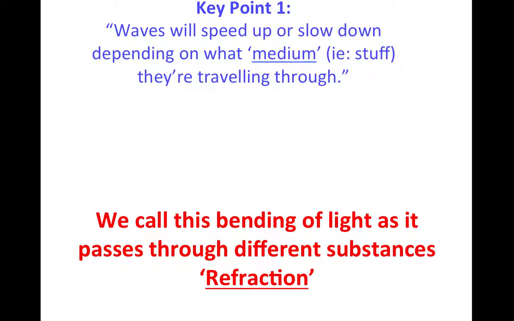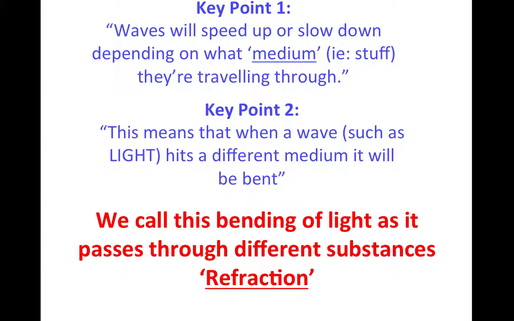And this came from our key points. First off, waves will speed up or slow down depending on what medium or stuff they're travelling through. And secondly, this means that when a wave, such as light, hits a different medium, it will be bent. So these 2 points, waves speed up or slow down, and it will be bent, lead to this word, refraction. So we call bending of light as it passes through different substances refraction, or even bending of waves, bending of any waves as they pass through different media or different substances, refraction.